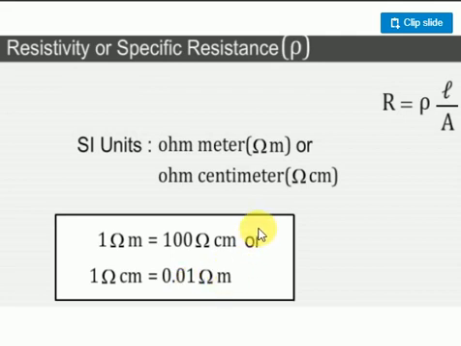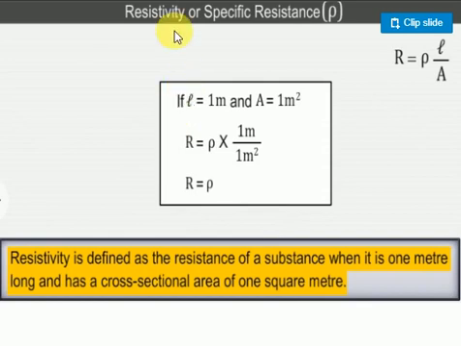Clear? We'll go for the next one. If you want to calculate the resistivity or specific resistance, rho is equal to RA by L. Clear? Rho is equal to RA by L only. Students, don't be confused, just consider that to calculate rho, it is A R by L. Suppose I take the length as 1 centimeter and the area as 1 centimeter square. Then the resistance and specific resistance are both equal.